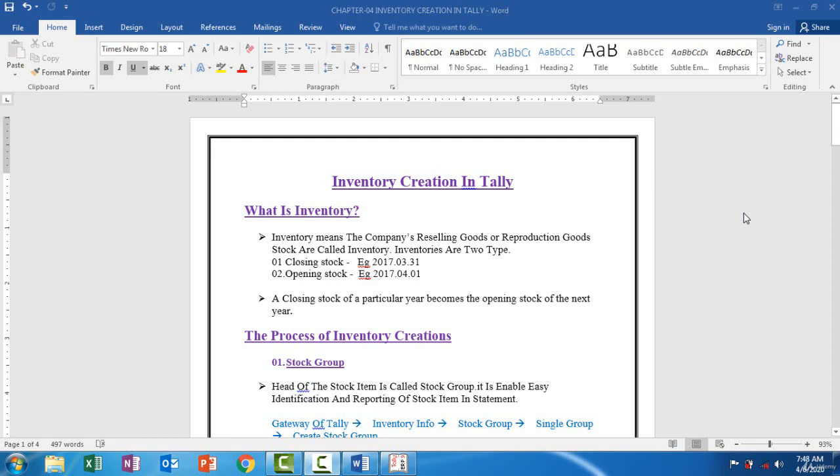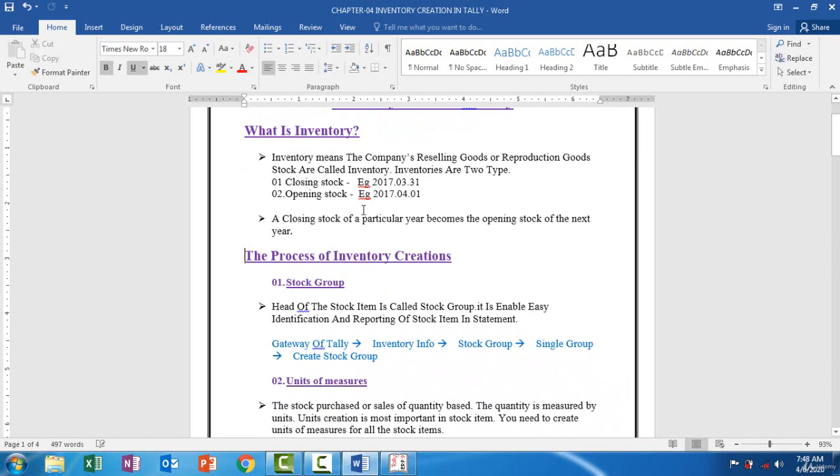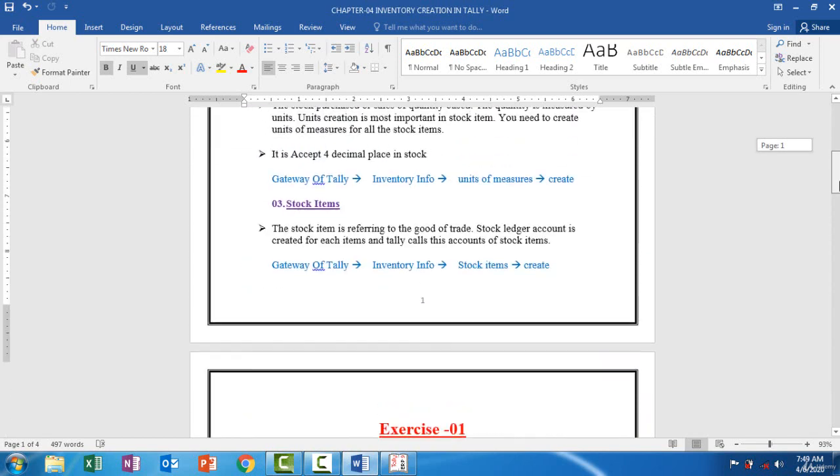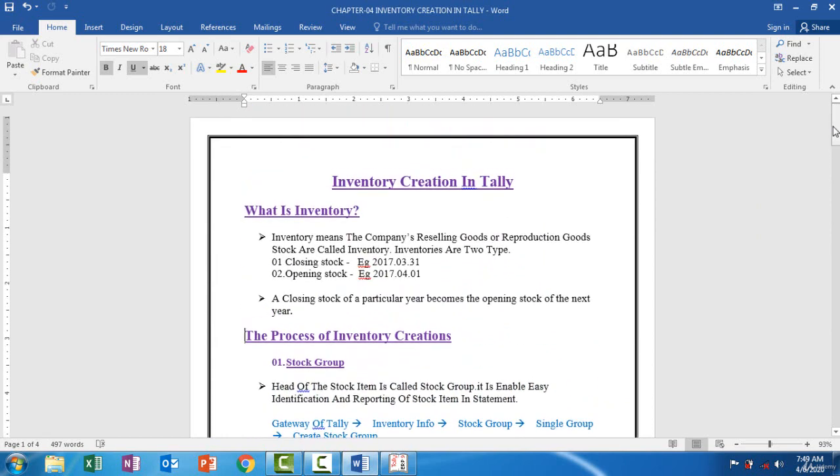Hello, welcome to the inventory creation and Tally section. In this section we are going to cover three parts. The first part, we are going to look at what inventory is. The second part, the process of inventory creation. The third part, we are going to look at an example of inventory creation.